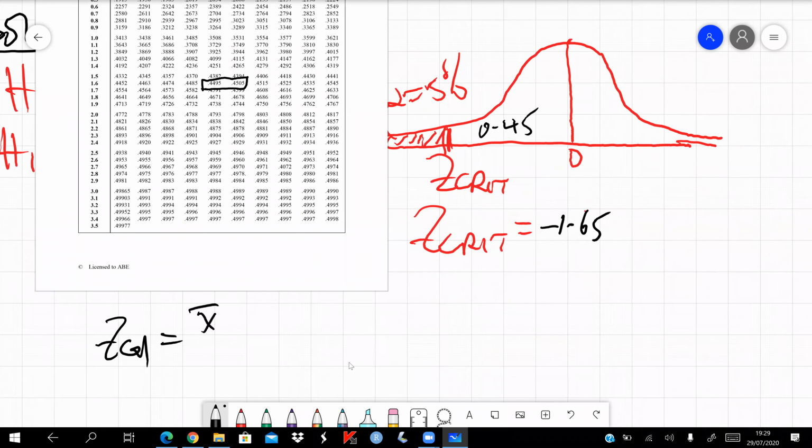Okay. So then after that, we obtain our Z calculated, which is given by X bar minus mu naught over the standard error of X bar. And we know the answer, isn't it? We know the answer. Minus 1.875.